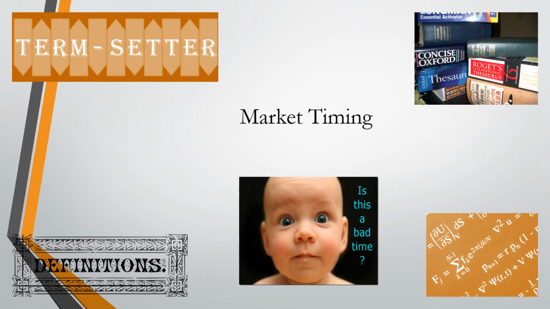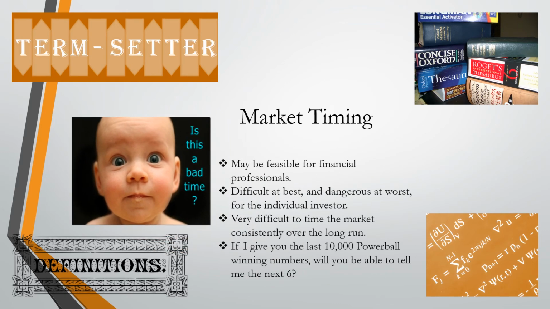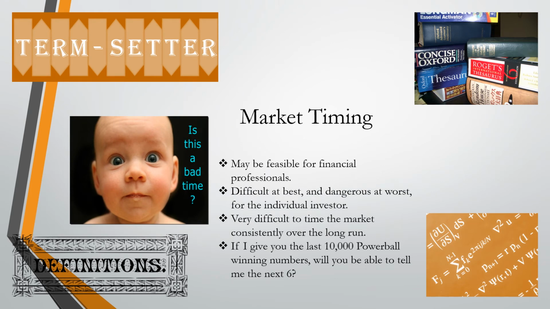Market timing is an investment or trading strategy where a market participant attempts to beat the stock market by predicting its movements and buying and selling accordingly. While feasible for traders, portfolio managers, and other financial professionals, market timing can be difficult for the average individual investor. What can be said with certainty is that it is very difficult to time the market consistently over the long run successfully. If I were to give you the last 10,000 Powerball winning numbers, would you be able to tell me the next 6?